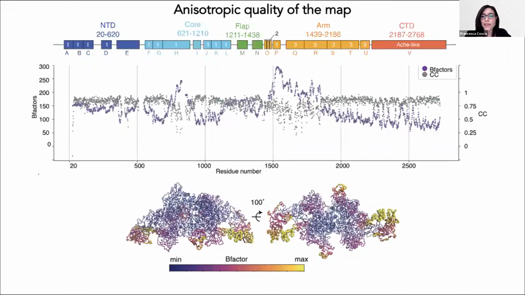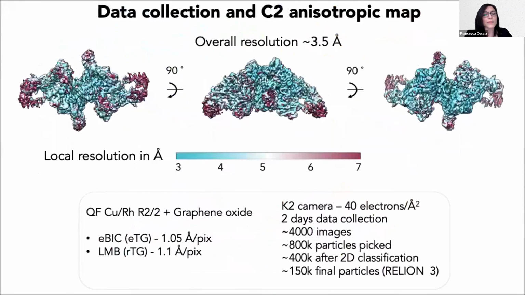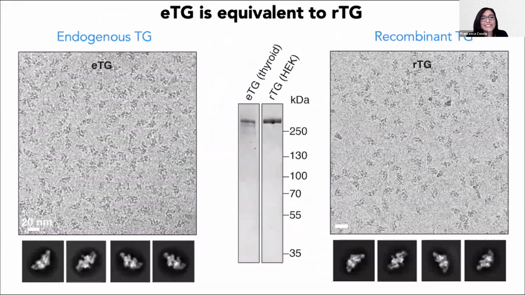So just a second, I'm trying to find the slide back. Okay, yeah. If you don't apply C2, then the map is at lower resolution, about 4. So that's with the C1. So it is genuinely symmetric. Already from the 2D class averages, you can see this. It's really a dimer.